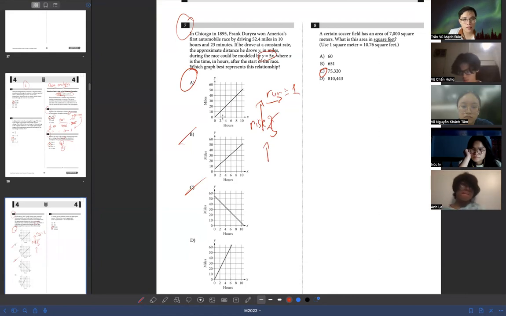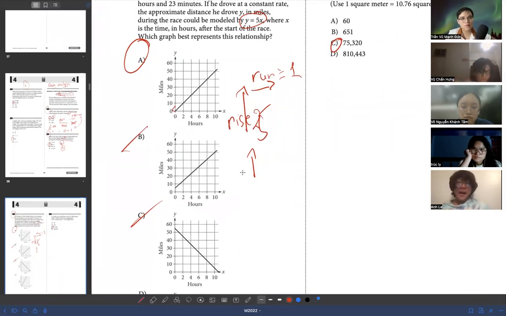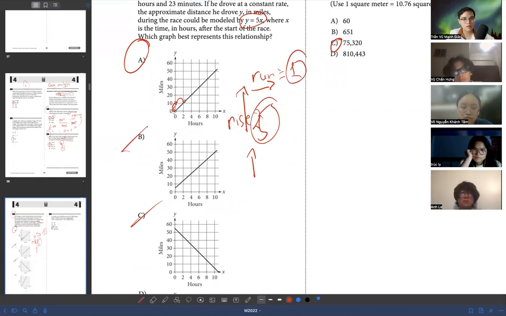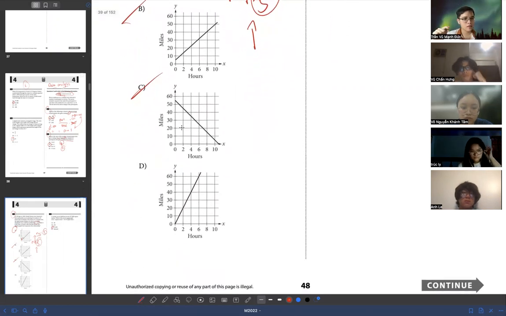Okay, so let's see, this is going up 5. Let me zoom in for a bit. This is going up 5. No, it's going up 10. It goes to the right 2. So this is essentially the same, 5 over 1. So this is correct.